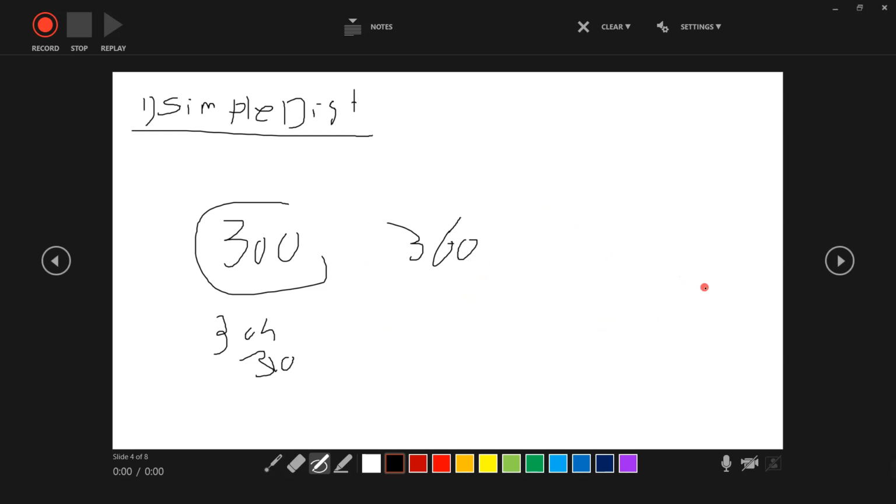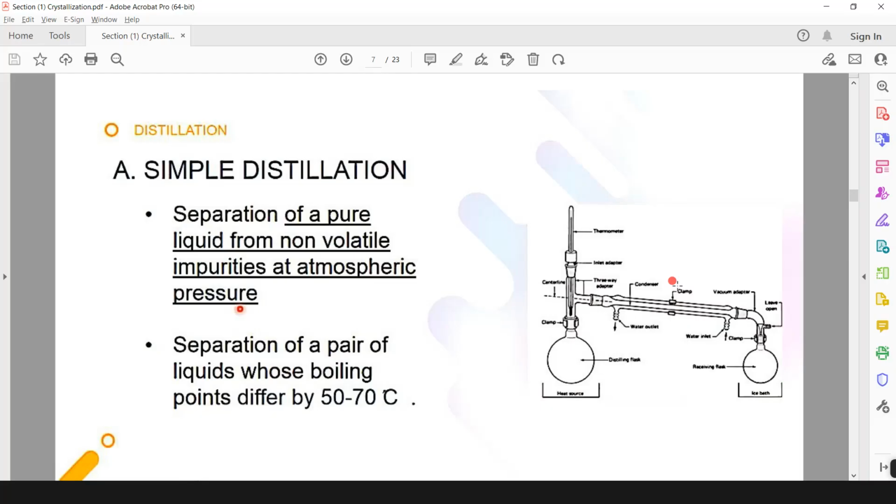Like this, I can obtain all of the first liquid here. If I want to obtain the second liquid, I can change the receiving flask, put another flask, and raise the temperature to reach 360, 370, 380. So this liquid will also start to boil, be converted into gas, and by the action of the condenser be returned to liquid, and I can receive this second liquid in the new receiving flask. So by this technique, I separated the two liquids. The first one is obtained in the first receiving flask, and the second one in the second receiving flask. Okay, so this is simple distillation.